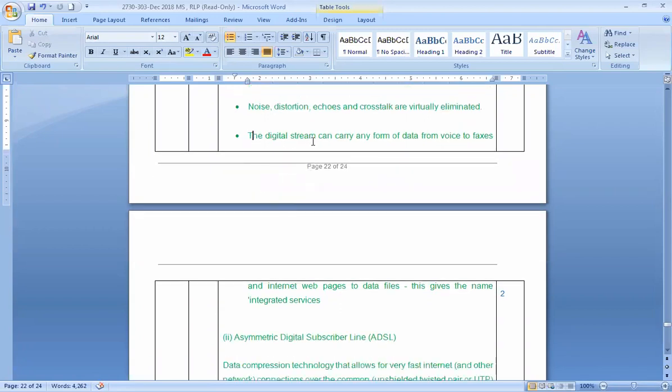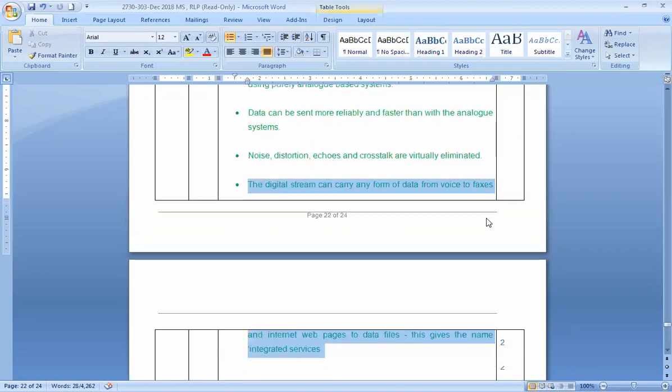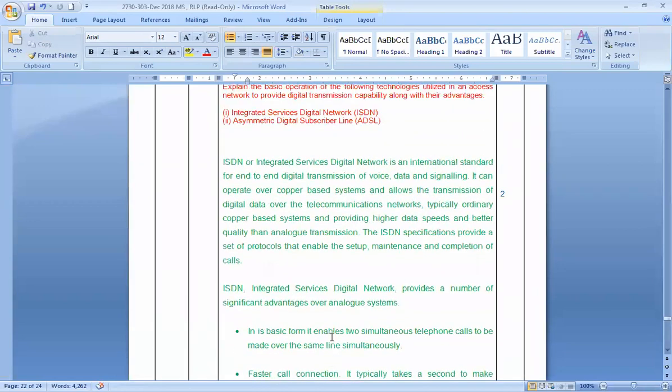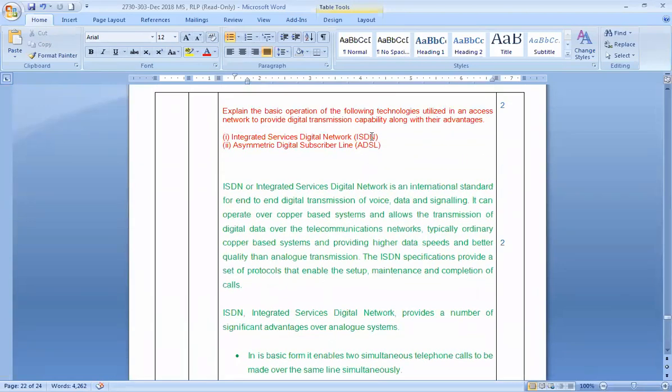And the digital stream can carry any form of data, from voice to faxes and internet web pages to data files. This gives the name integrated service. So as I was mentioning before, it's not only about the call, right? It's about the data, it's about the fax being sent, okay? It's about how it handles the web pages. So all these played a very important role in making it different from the analog network.